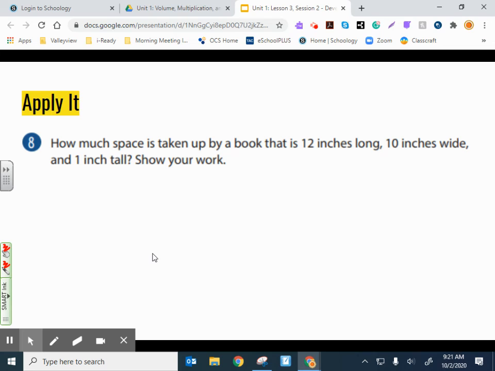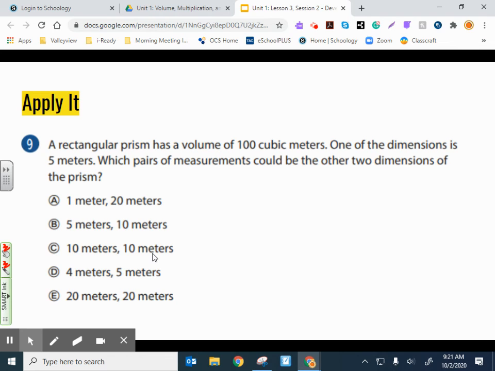All right, rectangular prism has a volume. Oop, how much space is taken? Oh, that shouldn't be there. Oop. Sorry, I can't edit that out.